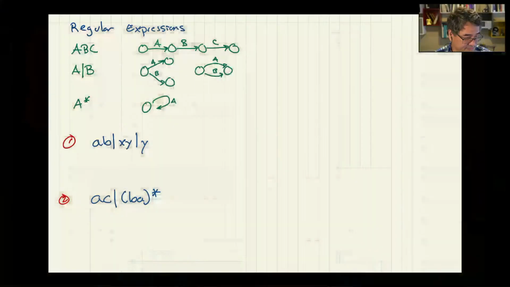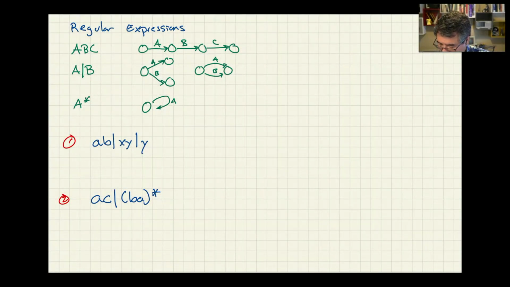So let's jump into this. What we want to do is I'm going to show you some regular expressions, and then I want you to transform them into their equivalent finite state machines. So let's go ahead and turn this off. We'll get started on that.